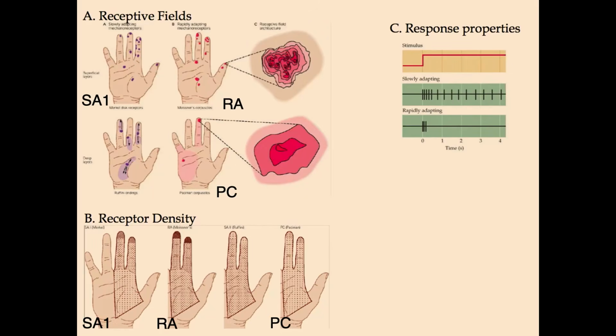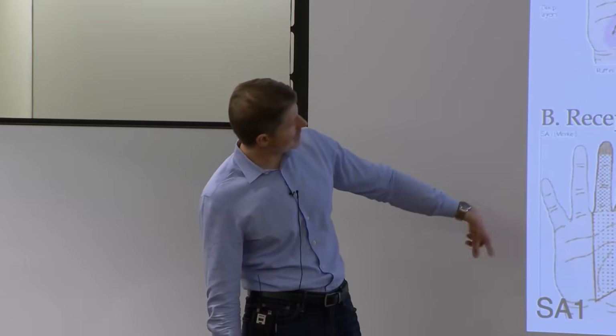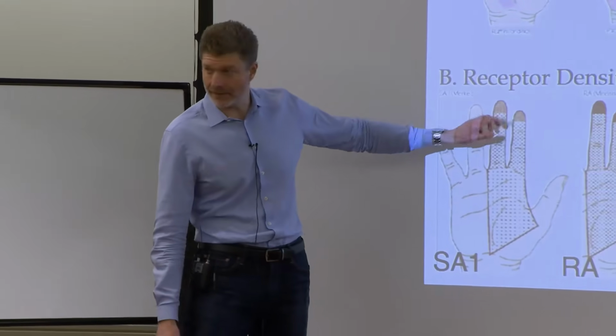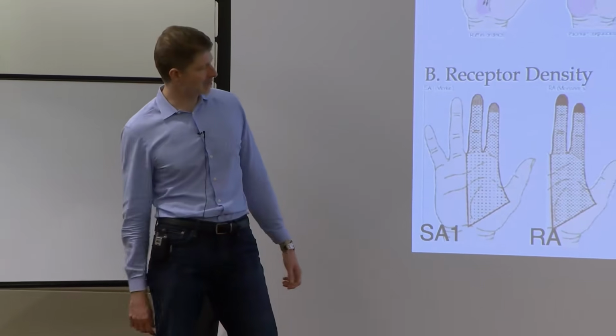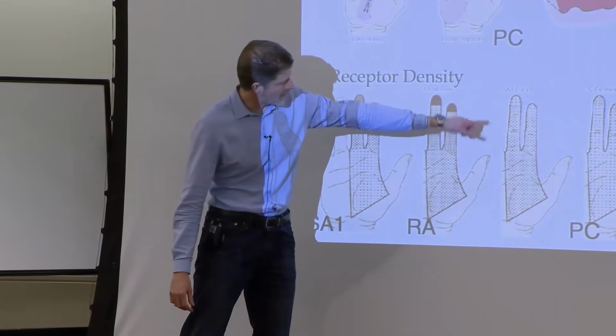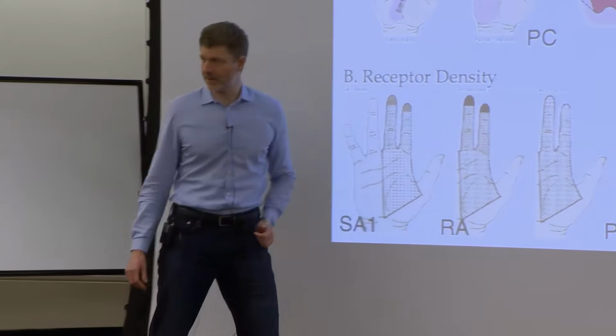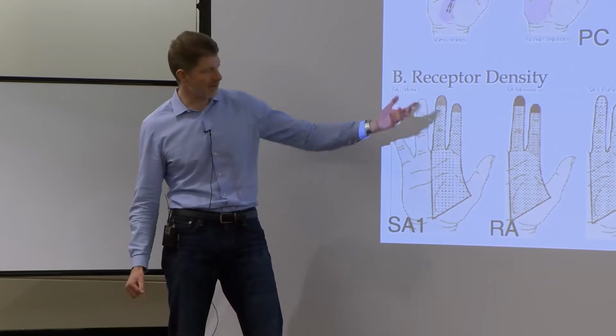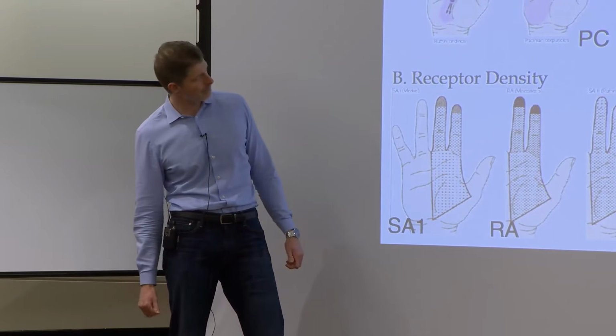In particular, these two receptor types, the ones that have small receptive fields, are very dense in the fingertips, so they're doing high resolution analysis of touch. Whereas the Ruffini and the Pacinian are not as densely concentrated in the fingertips because their receptive fields are bigger, and I guess there's less point in having them be very dense.